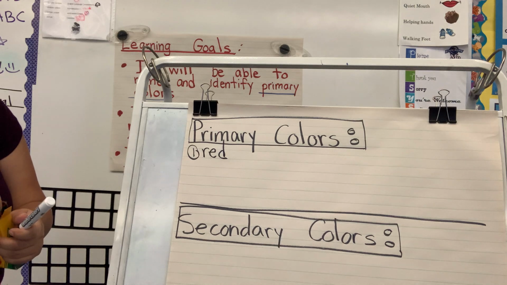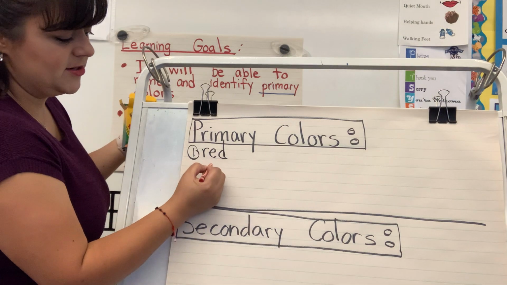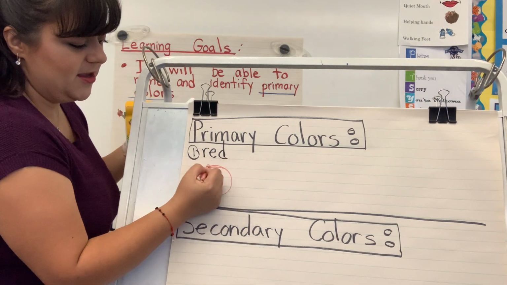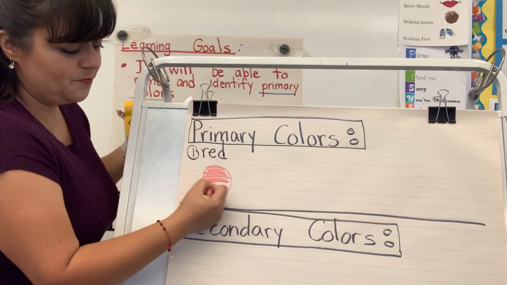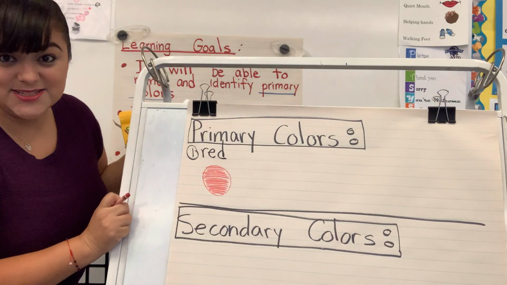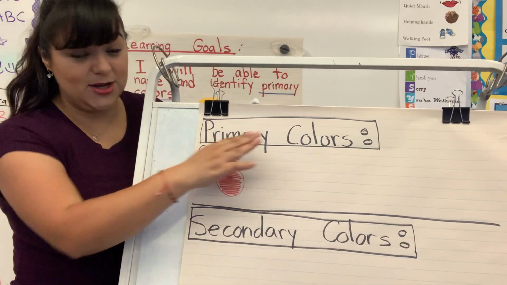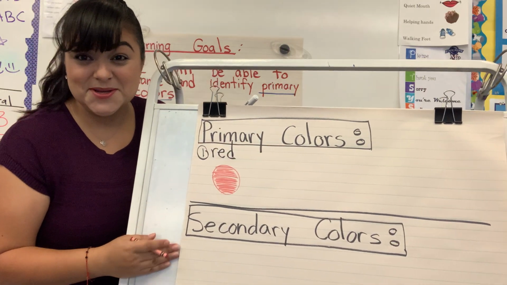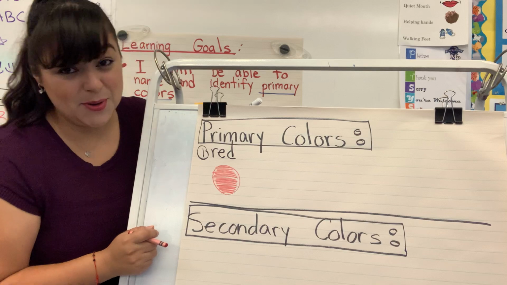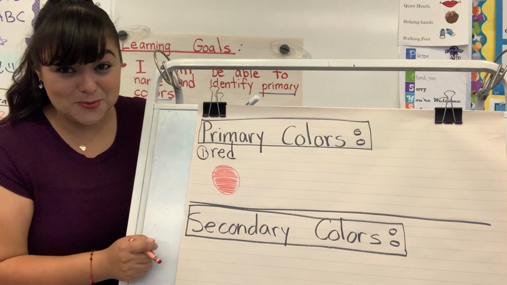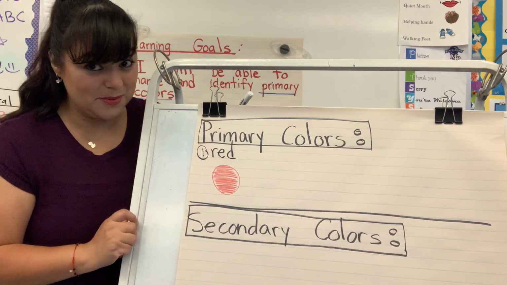Red. Red is a primary color. So right now I want you to listen and learn about primary colors. You can use your paper and crayons later when we start mixing the primary colors.